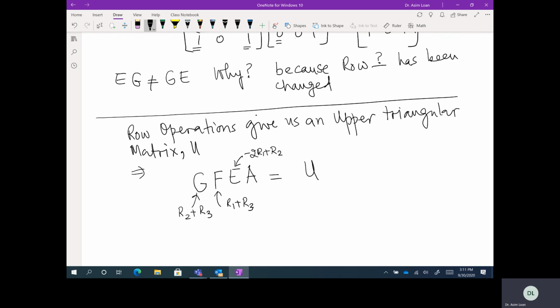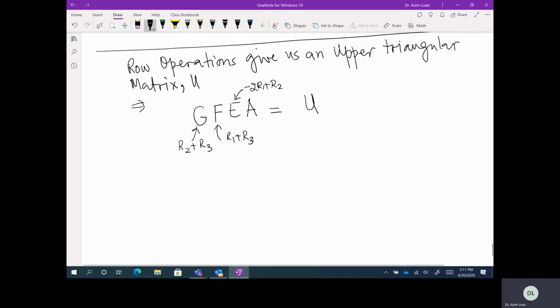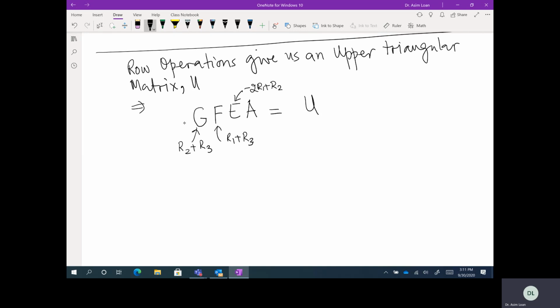I get an upper triangular matrix U, right? Okay. So if somehow I multiply G inverse here, G times G inverse is I. So if I multiply G inverse over here, then I'll have G inverse times G times FEA equals G inverse times U. This is I.